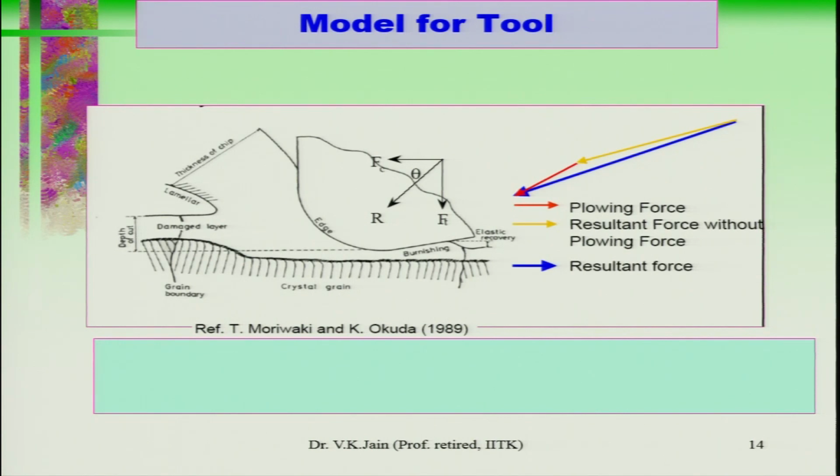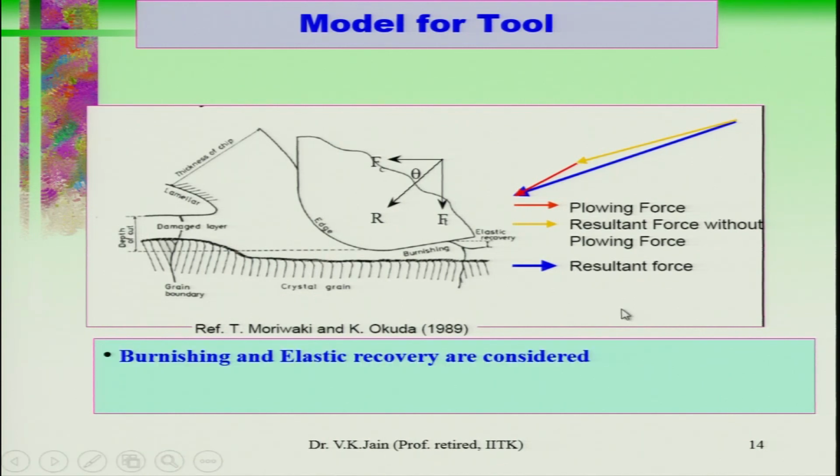And this is the mechanism of cutting of bulk material as well as a small amount of material with the help of a single point cutting tool. Burnishing and elastic recovery are considered. We will see what burnishing and elastic recovery are. You understand, when there is no removal of material, just elastic deformation takes place, and it is recovered after you remove the forces.